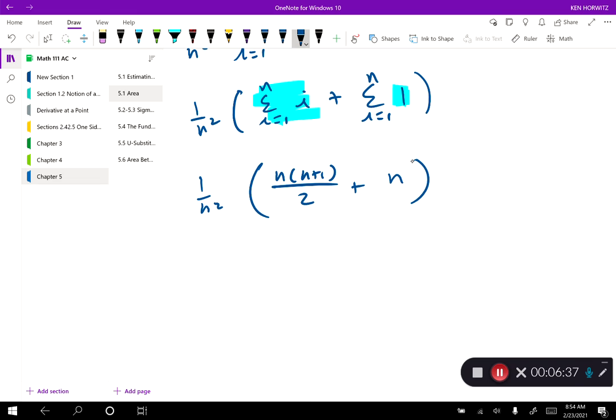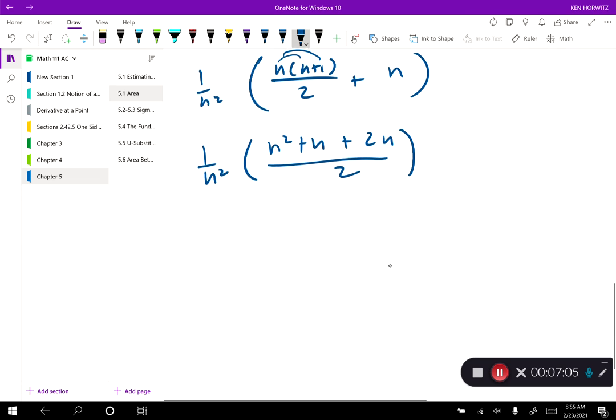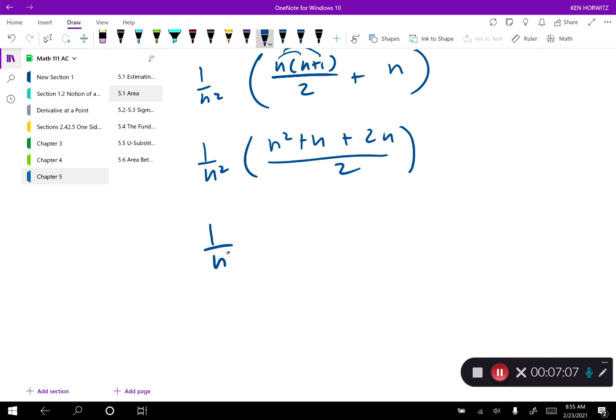All right, so from here, it's just a matter of simplifying just a little bit. So for example, in my parentheses, I could distribute here and then make a common denominator. So I get 1 over n squared, and that's n squared plus n plus 2n all over 2. You're welcome to check my work. And that's 1 over n squared times n squared plus 3n all over 2.